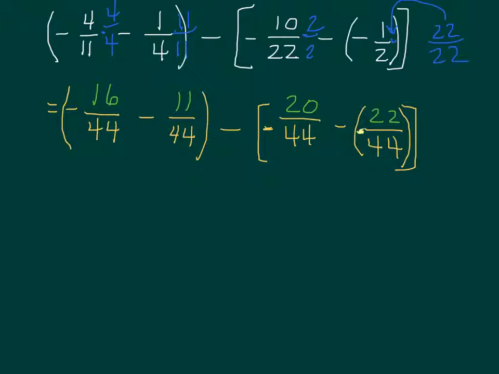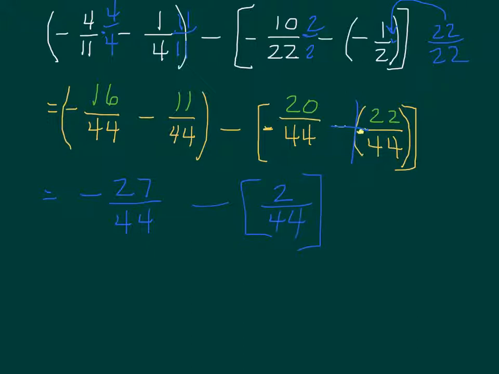So now let's simplify here. We have negative 16 over 44 minus 11 over 44, so that is negative 27 over 44. And then subtracting, and then what's inside the brackets? Well, we have negative 20 over 44 minus a negative, and you recall minus a negative turns into adding a positive, so negative 20 over 44 plus 22 over 44 makes 2 over 44.